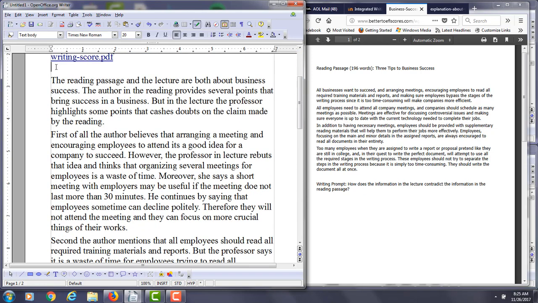All right, let's take a look at the first paragraph. So, the reading passage and the lecture are both about business success. The author in the reading provides several points that bring success maybe to businesses. Maybe say, however, it's a little bit informal to use a coordinated conjunction in the beginning of a sentence, right? So I'm going to change that to however.